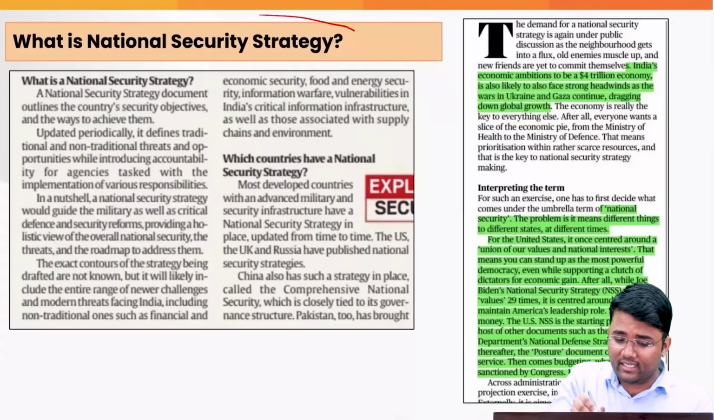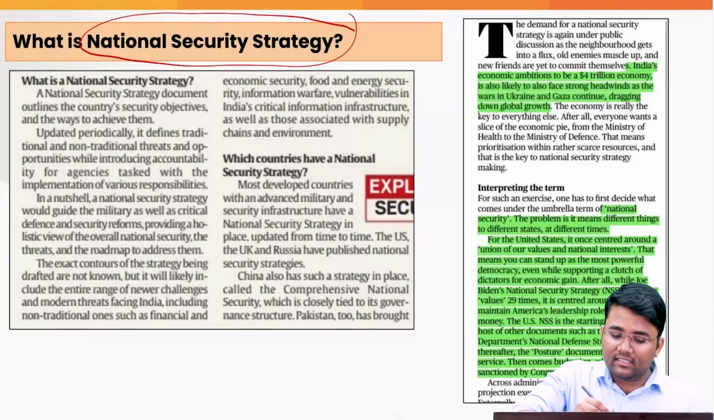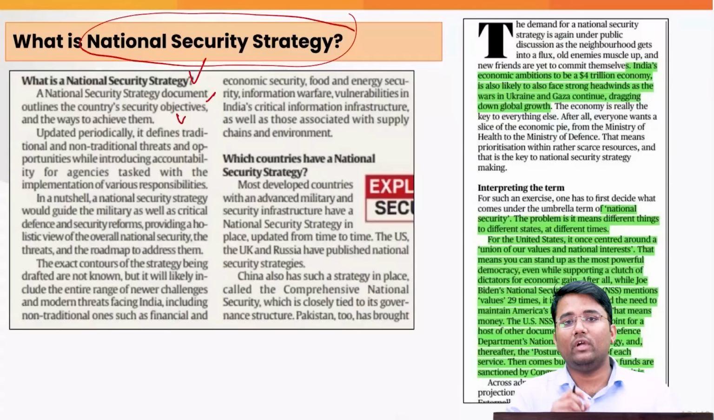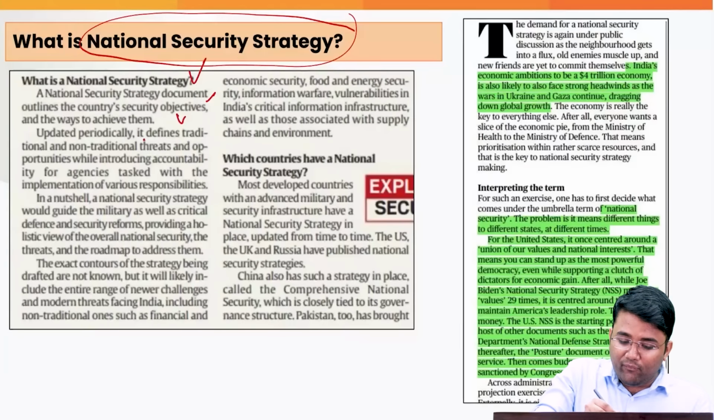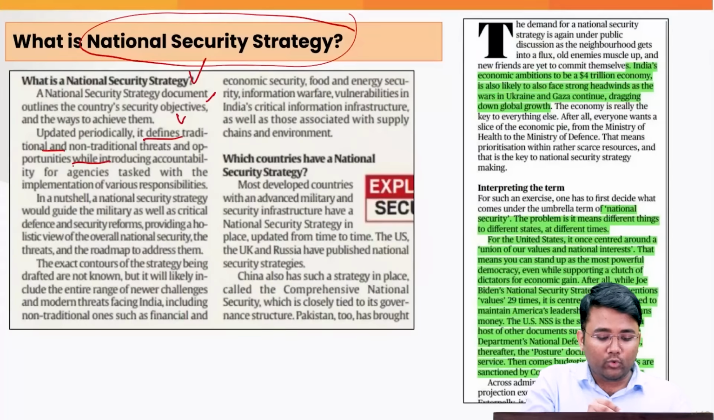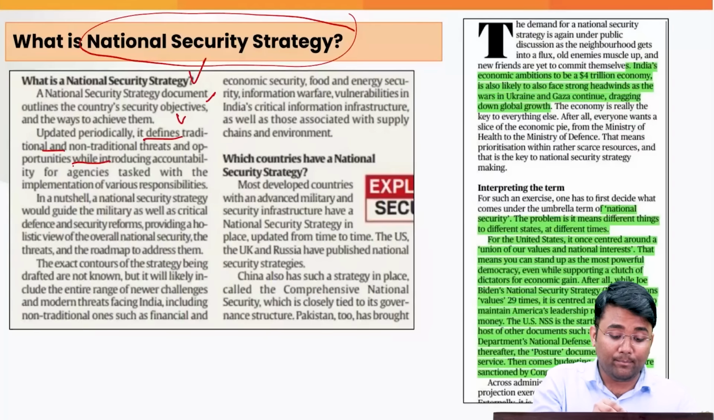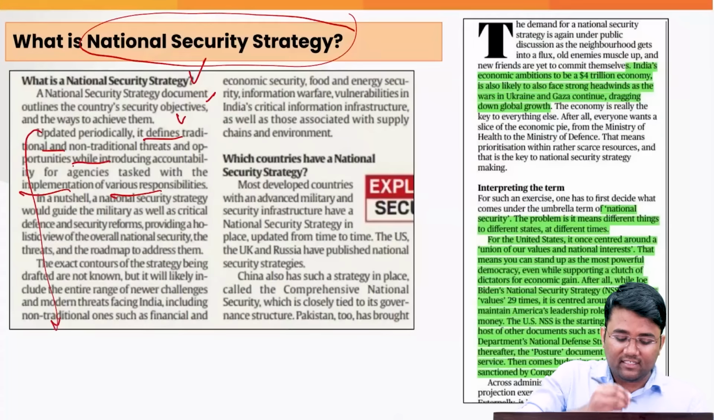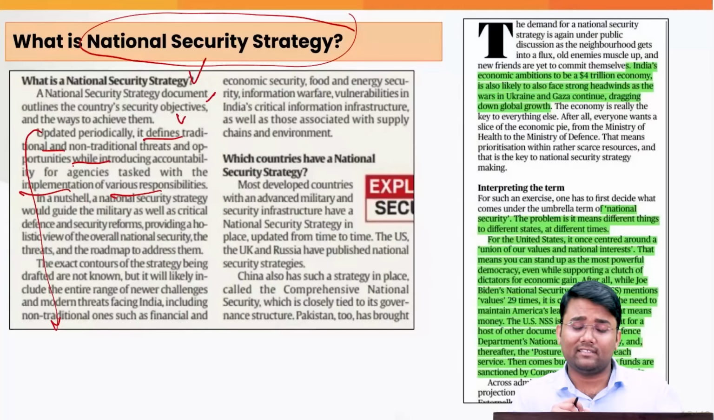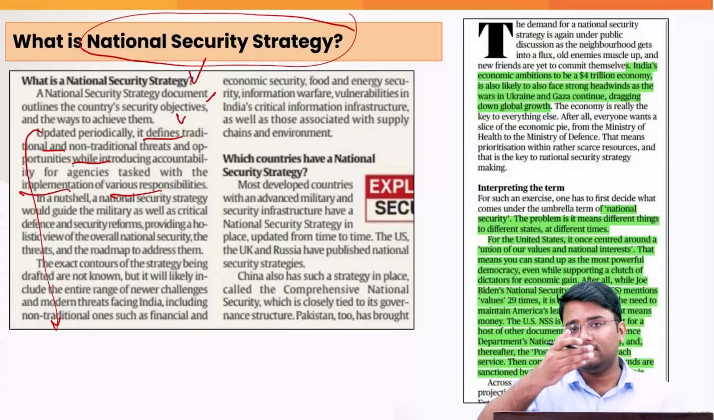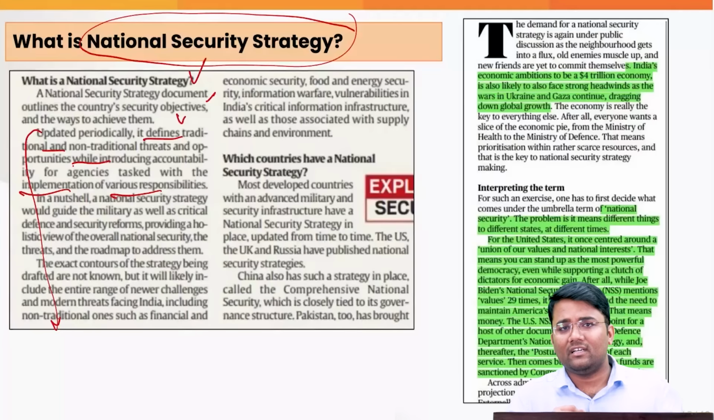So what actually is a national security strategy? It is a document which outlines a country's security objectives and the path to achieve them. Also, it defines traditional as well as non-traditional threats and opportunities while introducing accountability for agencies that are tasked with implementation of various responsibilities. What does it mean? Let's suppose, what are the traditional threats? Traditional threats like terrorism, Naxalism, organized crime. And what are the non-traditional or emerging threats? Like the cybersecurity attacks that are happening, drone attacks, cryptocurrency related issues, dark web related issues.